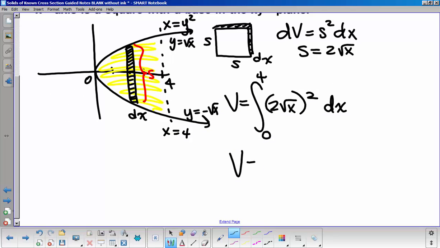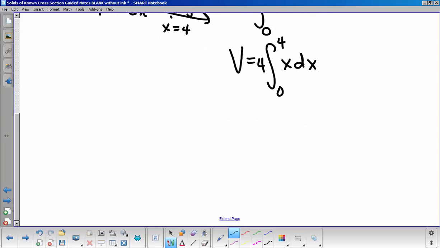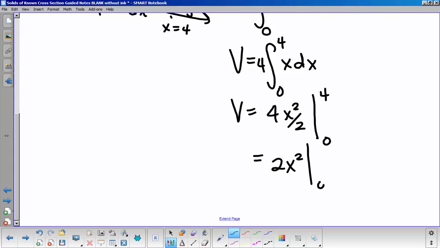Let's simplify the integrand a little bit. This is the integral from 0 to 4 of, what can I bring out in front? A 4? 4x in here dx. So the volume then is going to be 4 times x squared over 2, evaluated between 0 and 4. We can simplify that to 2x squared, evaluated between 0 and 4. So that's going to give us 32 units cubed.